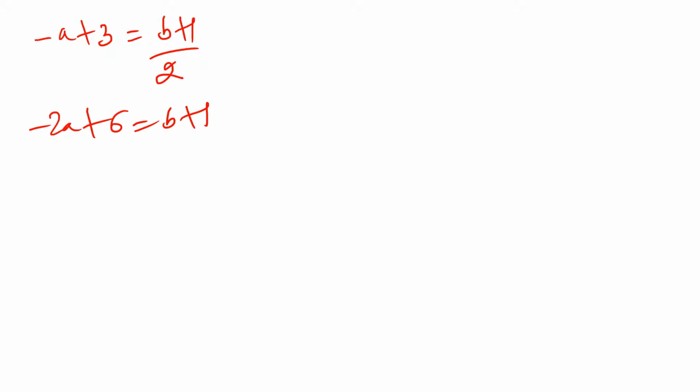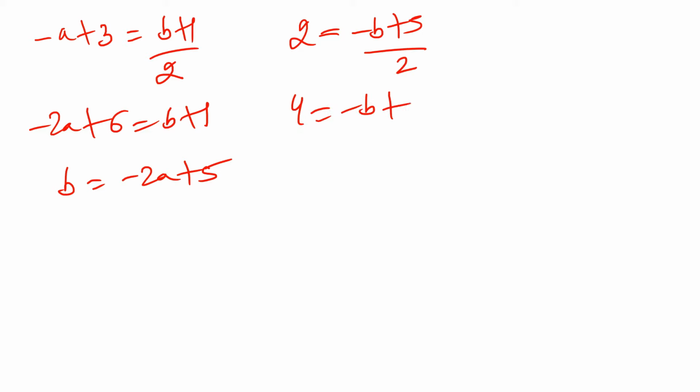Now we equate minus a plus 3 equal to b plus 1 by 2. So from here we get minus 2a plus 6 equal to b plus 1, or b equal to minus 2a plus 5. And when we equate the coordinates of y, we get 2 equal to minus b plus 5 divided by 2, or 4 equal to minus b plus 5, or b equal to 1.